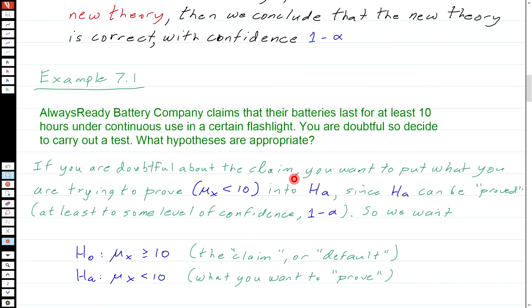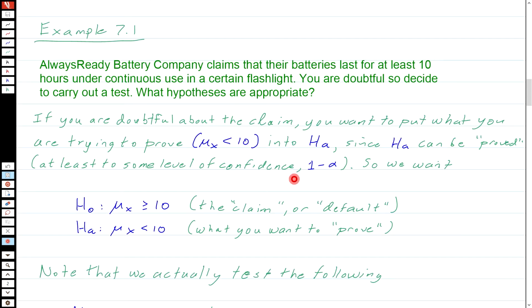So an example: Always Ready Battery Company claims that their batteries last for at least 10 hours under continuous use in a certain flashlight. You are doubtful, and decide to carry out a test. What hypotheses are appropriate? Well, if you're doubtful about the claim, you want to put into HA what you're trying to prove. And if you're doubtful, then you're trying to prove that the mean battery life is less than 10.